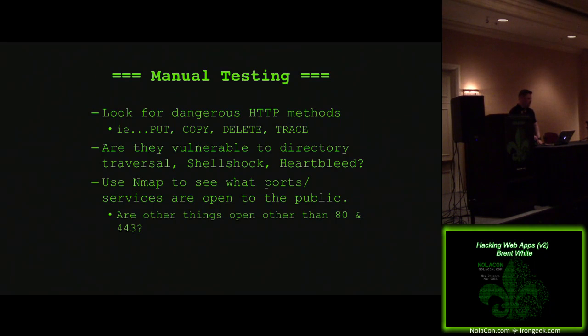And then as I mentioned a second ago, Heartbleed, Shellshock, directory traversal, check for those things. And again, Nmap, I'm sure everyone's heard or used Nmap at some point. If you're looking at the host, is it only port 80 and 443 that's open? Or do they have SSH, SMTP, all these other services that they don't need? Those are things that you want to report on. If it's just a web server, you only want those web services open on that box.